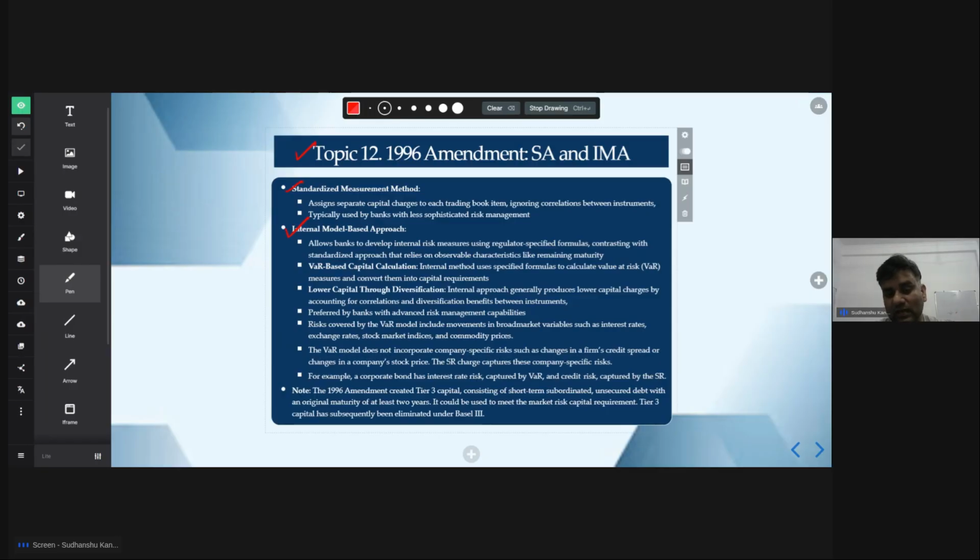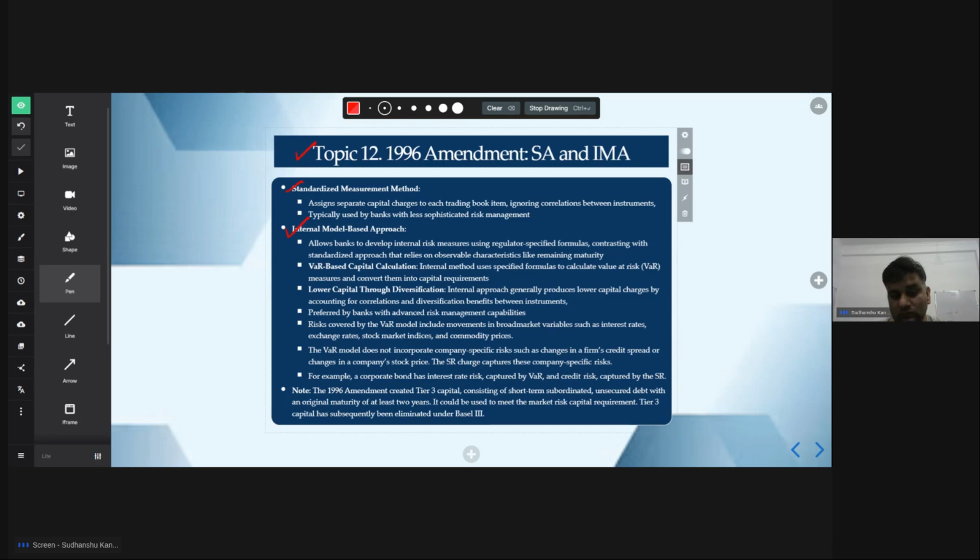So VaR coverage versus your specific risk. Please understand, VaR captures your interest rate risk, your FX risk, your equity index risk, your commodity risk. VaR does not capture your credit specific risk or credit spread risk and your firm specific equity risk, right? Specific risk, SR, that charge handles these things, right?